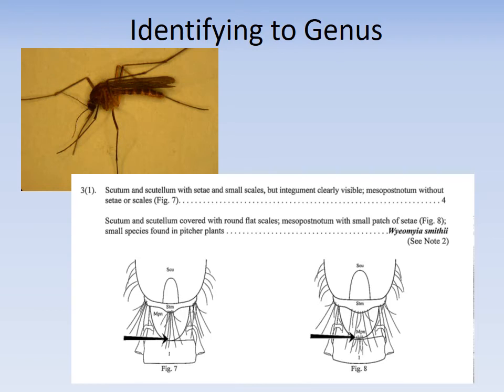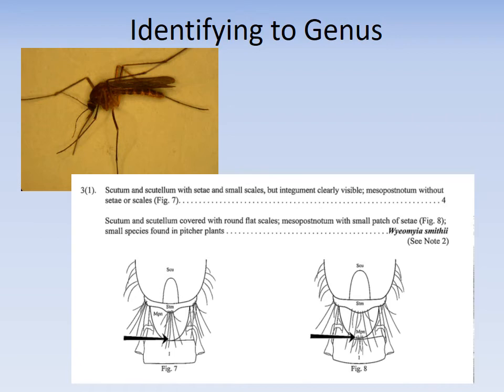So when we look here, the bottom portion is telling us that we have Wyeomyia smithii. I'll let you know right off the bat, Wyeomyia smithii is a rare species in our area. I've never seen one in person. That doesn't mean that you're never going to find one, but it's a what-are-the-chances kind of thing. But we'll do this either way.